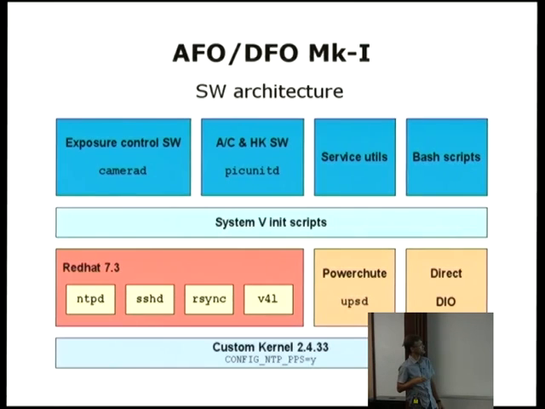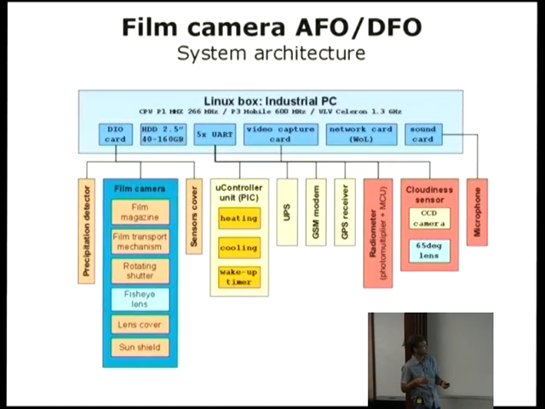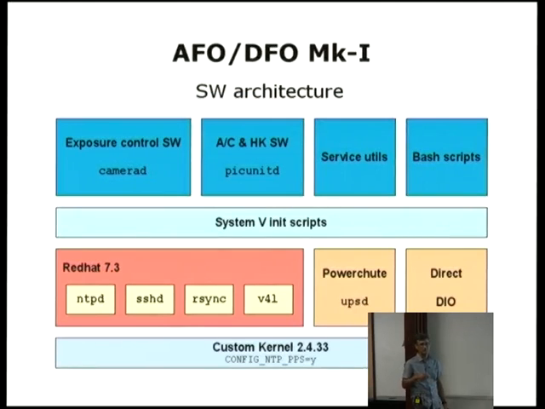The main software packages, the exposure control software and the software for communication with the microcontroller unit, are daemons executed by the System V init scripts, and this software is the largest package. It has many threads, about 15 threads running in parallel. Each sensor, the precipitation detector, the radiometer, all these sensors have their own thread, and that's synchronized and controlling the whole instrument.